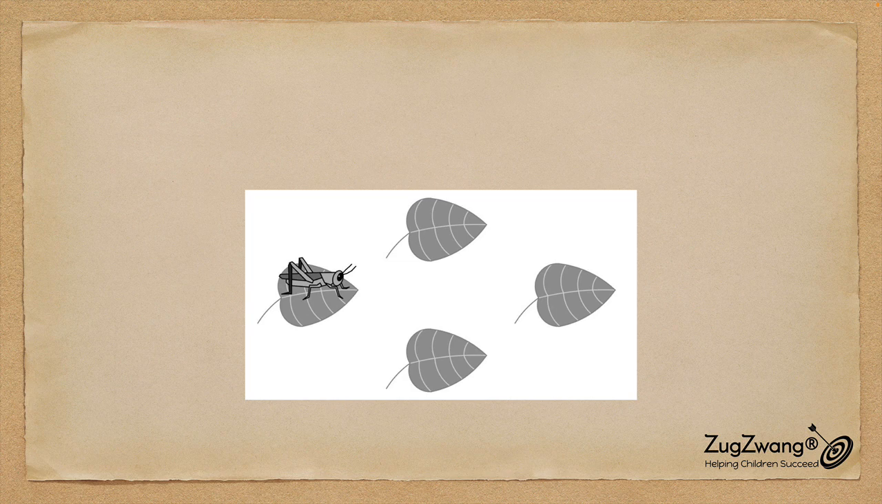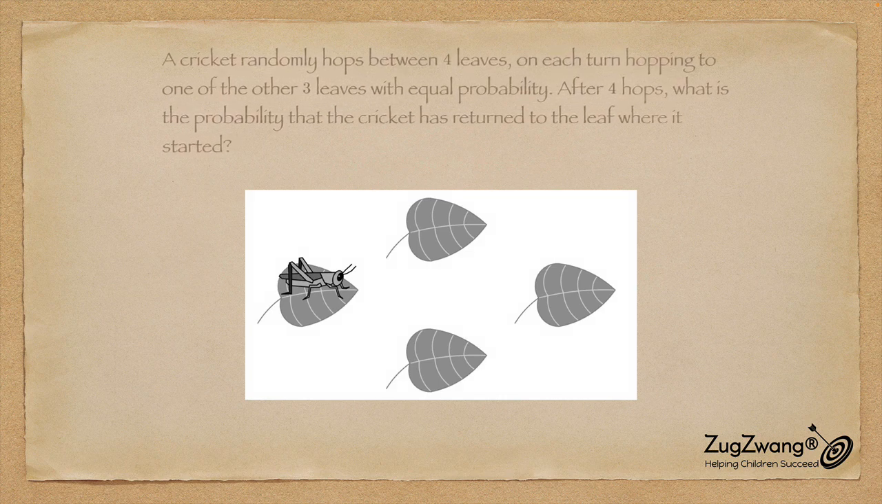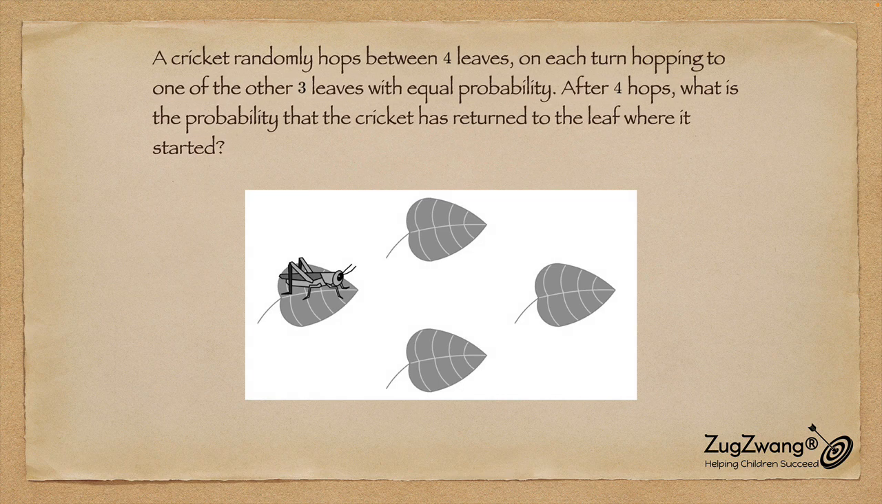So I have a cricket with 4 leaves on a lake. A cricket is already on one of those 4 leaves, and let's see what happens after that. A cricket randomly hops between the 4 leaves, on each turn hopping to one of the other 3 leaves with equal probability, which means there's an equal chance of hopping into any of those 3. After 4 hops, what is the probability that the cricket has returned to the leaf where it started? So this is your puzzle. This is the cricket hop problem or the cricket jump problem.